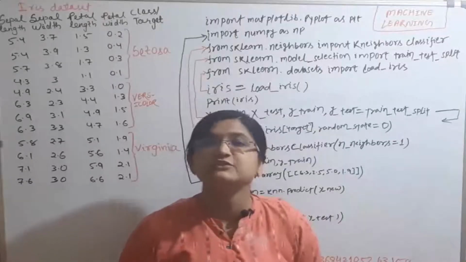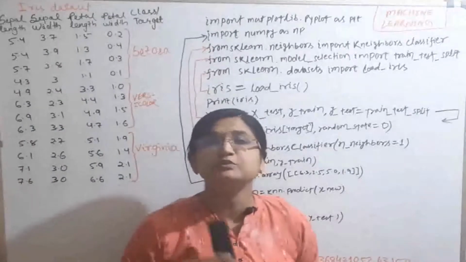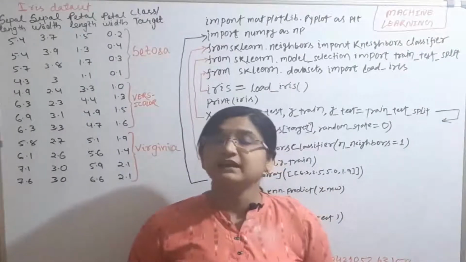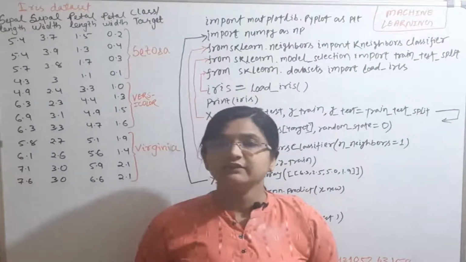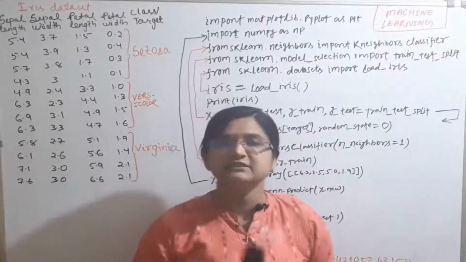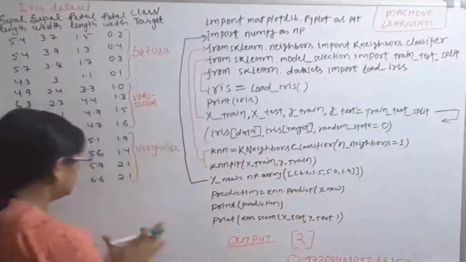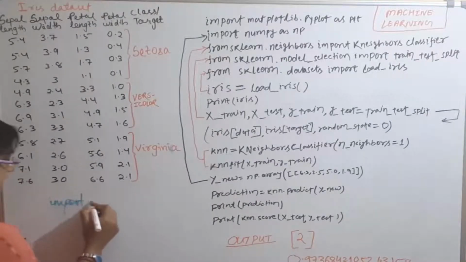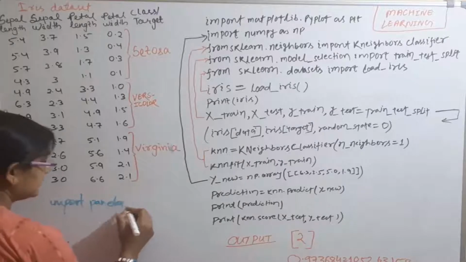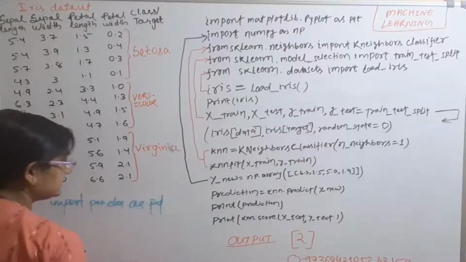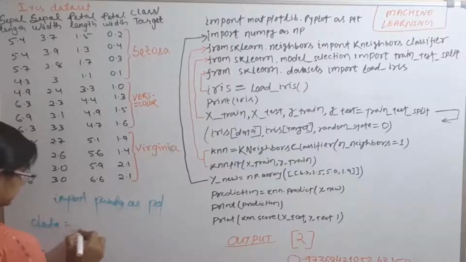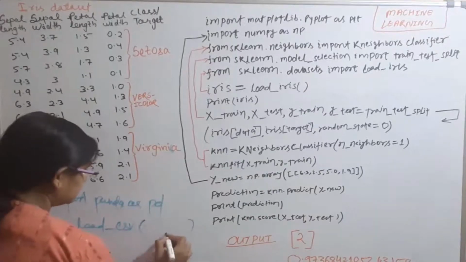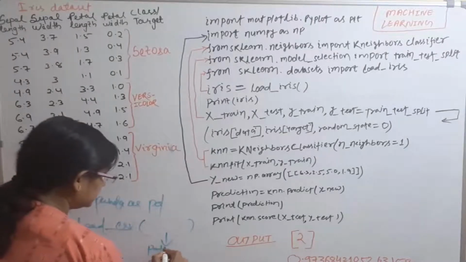The first thing we have to do is input the dataset in our code. There are two ways of inputting the data into the code. One way I have already written on the whiteboard, and the other way I am telling you now. The other way is: import pandas as pd, then data is equal to pd.read_csv with the path name.